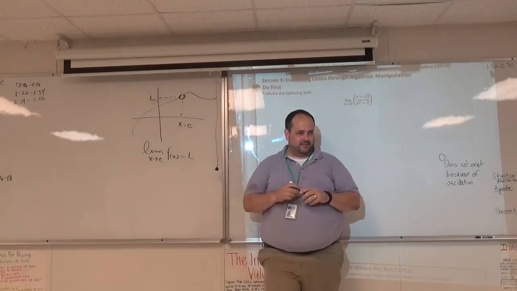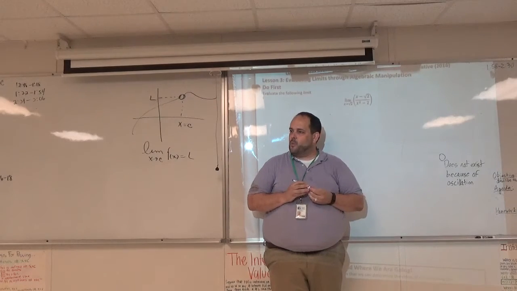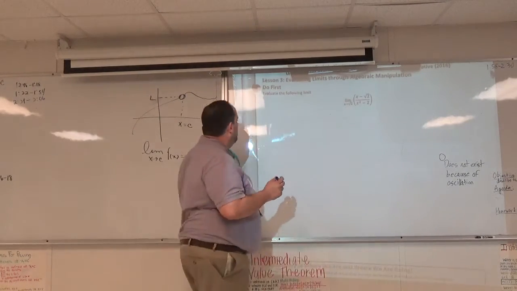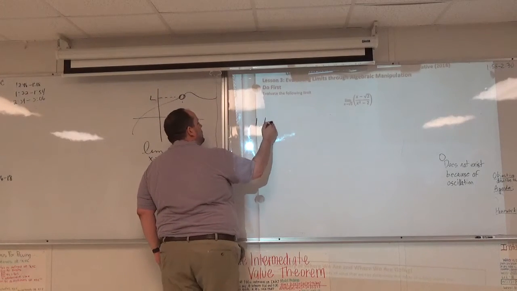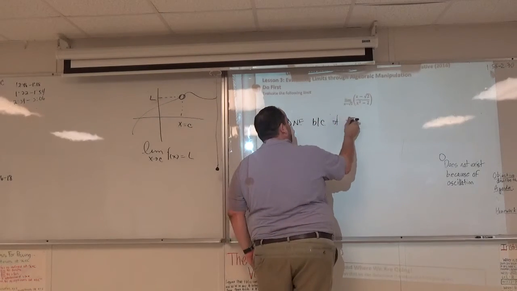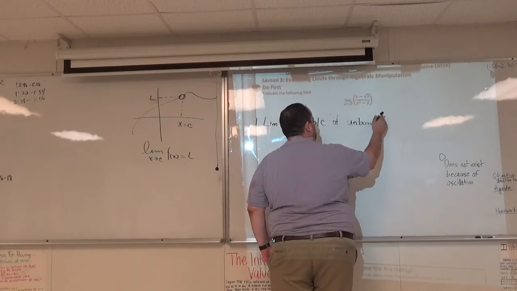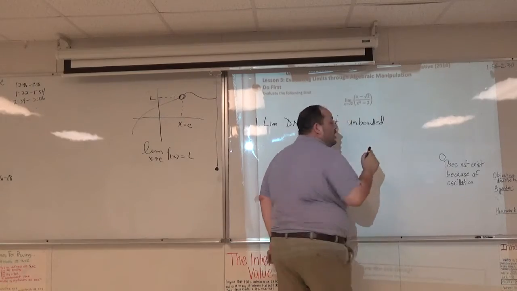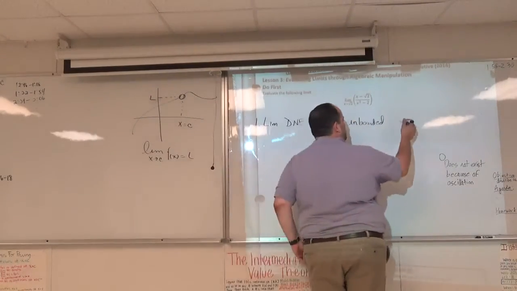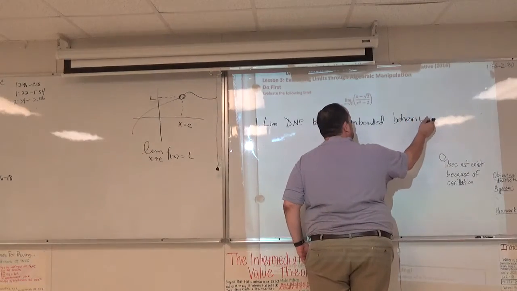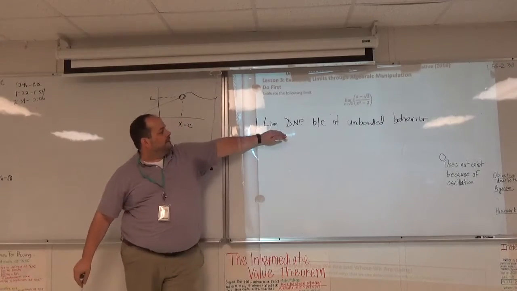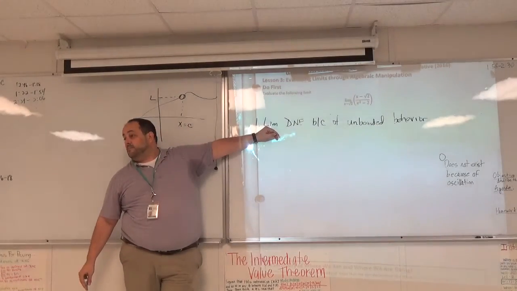So there are three reasons why you might say a limit does not exist. Anybody remember one of them? The limit does not exist because of unbounded behavior.